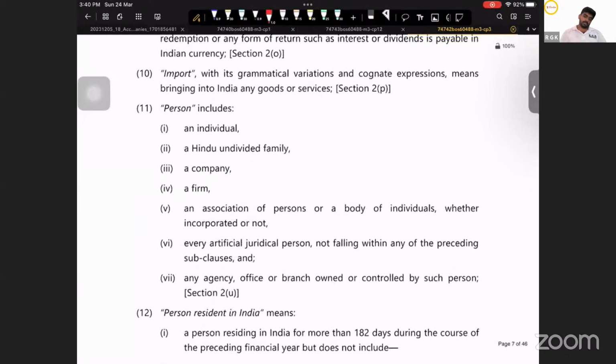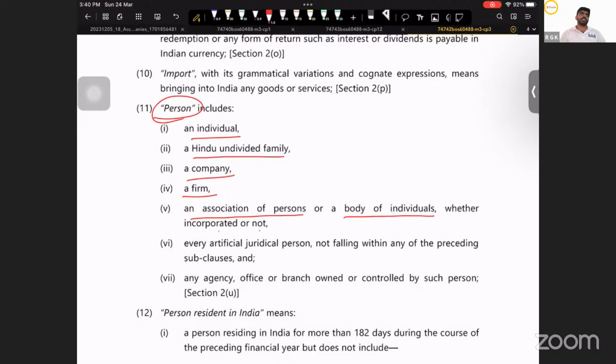Person, another important definition. Whom do you call a person under the Foreign Exchange Management Act? An individual is a person. A Hindu undivided family is a person. A company is a person. A firm is a person. An association of persons or body of individuals, whether incorporated or not.